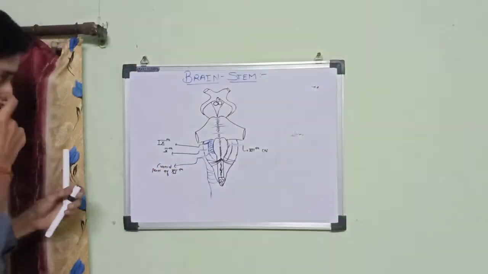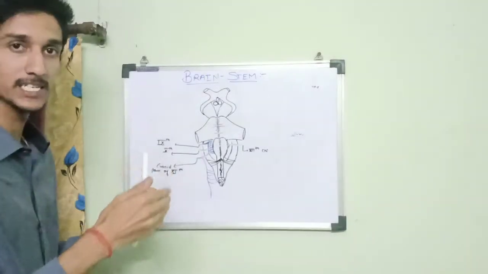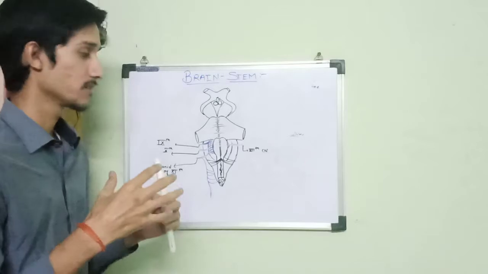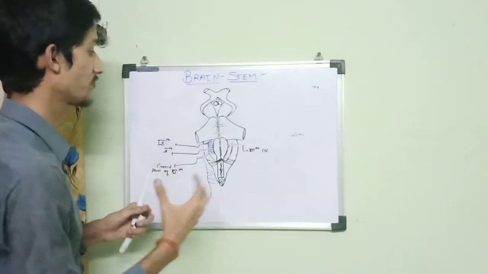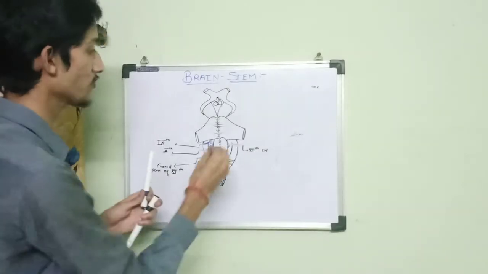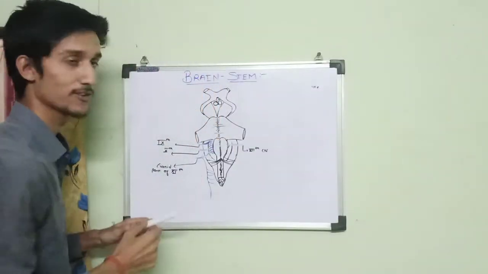Now let's have a fast look. The 9th, 10th and 11th cranial nerve arise from the lateral sulcus, and the 12th cranial nerve arises from the anterior sulcus from 10 to 15 rootlets. It arises as 10 to 15 rootlets, then joins to form the hypoglossal nerve. So these are the last 4 cranial nerves arising from the medulla oblongata.